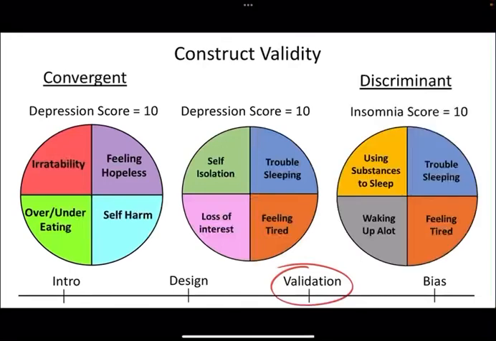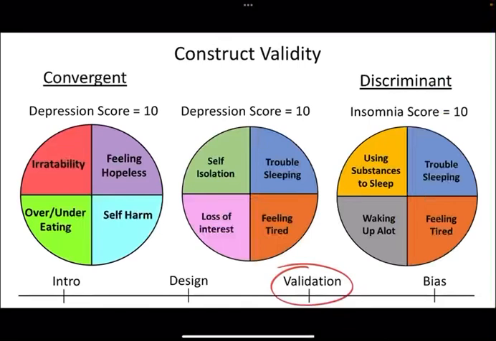And another one is discriminant construct validity, where this other score here, its intent is to measure insomnia, and it's not trying to measure depression. And those things are kind of entangled. They share some similar items. So when you're trying to measure discriminant construct validity, you're trying to find a scale that shares similar items. You'll see that the middle one and the right one both share trouble sleeping and feeling tired, the blue one and the orange one.